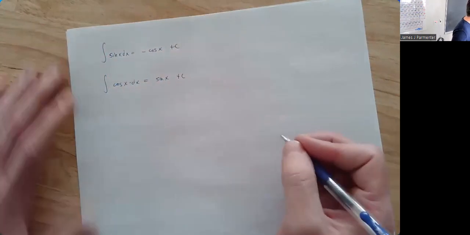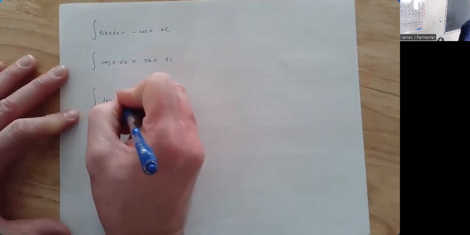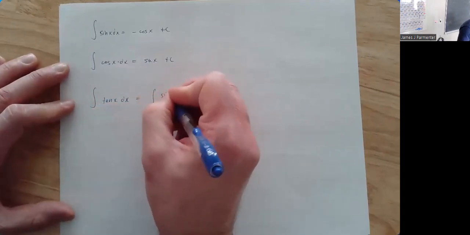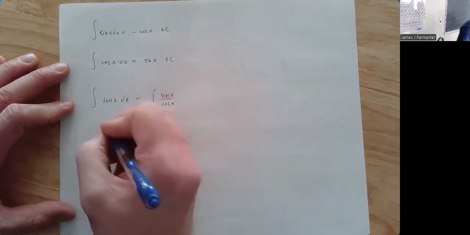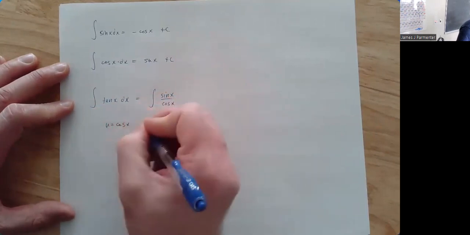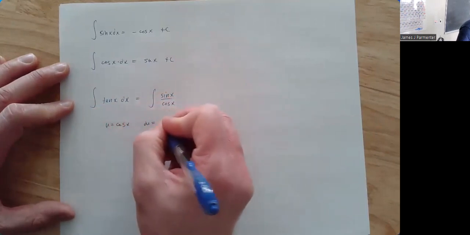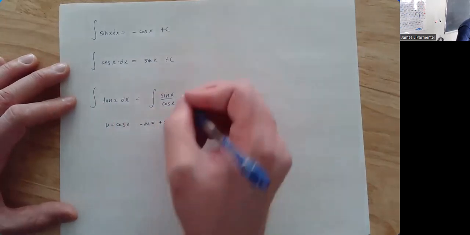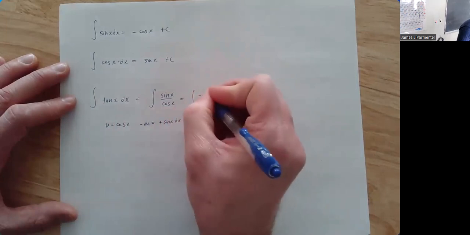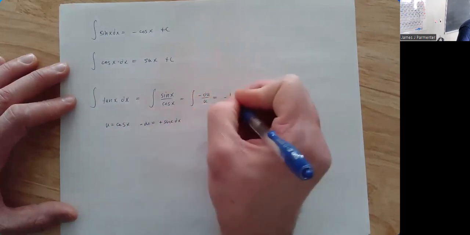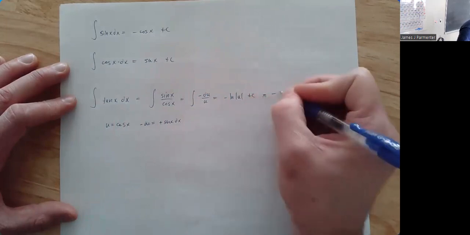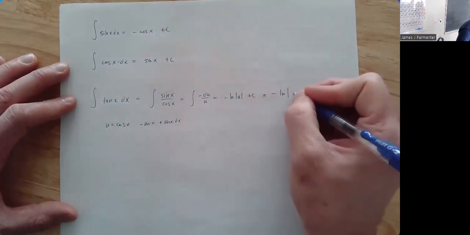And you've probably at some point seen what the integral of tangent is. If you haven't, the way you do this is write it as sine x over cosine x. You let u equal cosine x. Your du is negative sine x dx. So your negative du is positive sine x dx. And so it's going to be the integral of negative du over u, which is negative natural log of the absolute value of u, which is negative natural log of the absolute value of cosine of x.